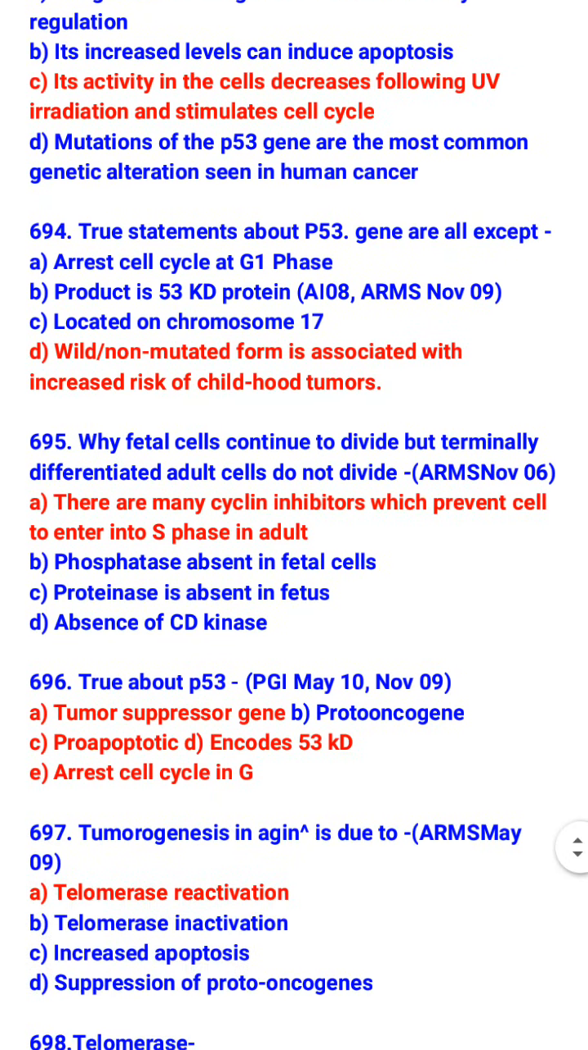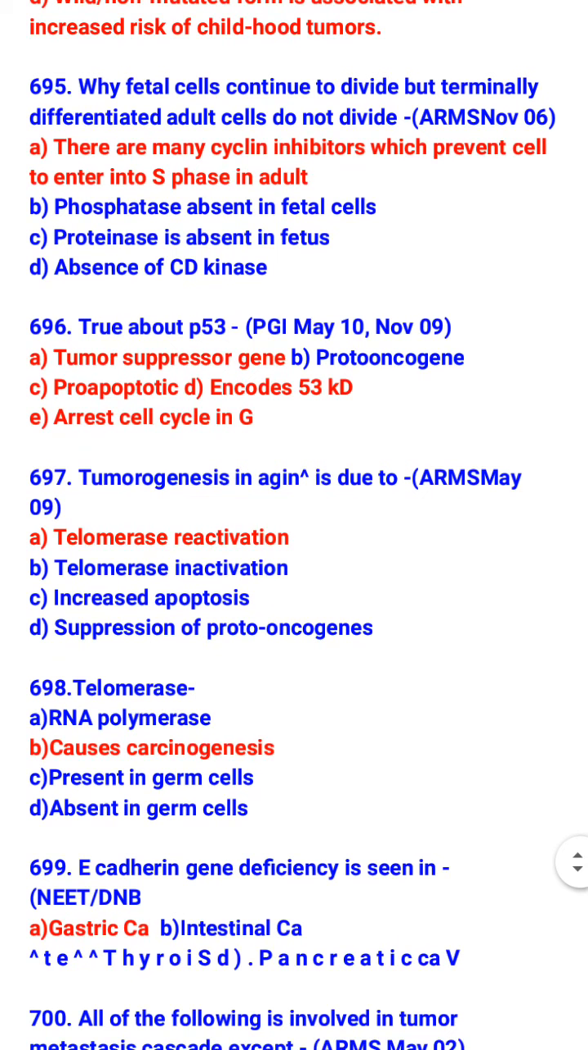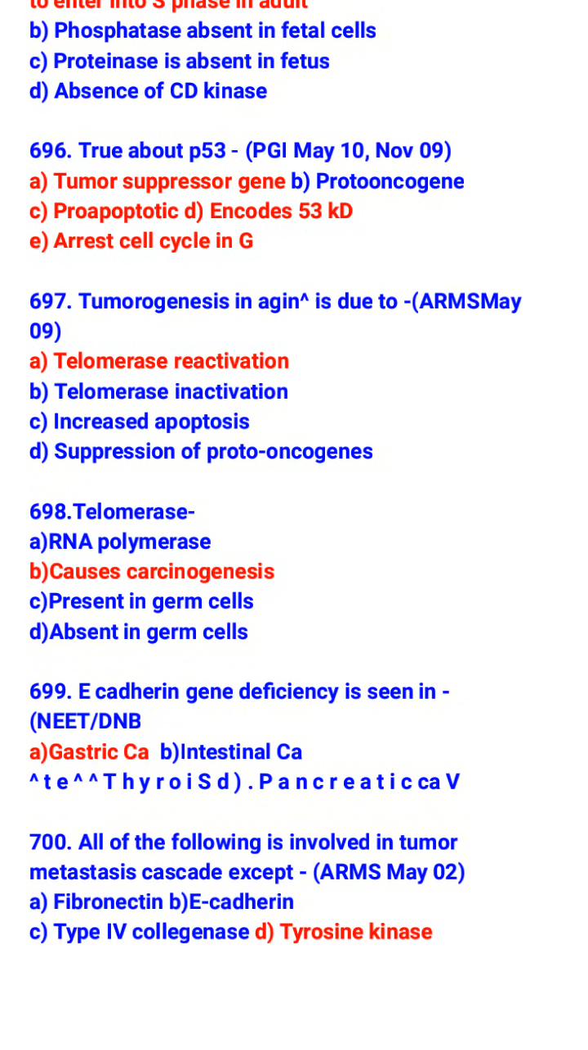Why do fetal cells continue to divide but terminally differentiated adult cells do not divide? There are many cyclin inhibitors which prevent cells from entering into S phase in adults. True about P53, it is a tumor suppressor gene. It is pro-apoptotic and encodes 53 kD protein and arrests cell cycle in G1. Tumorigenesis in aging is due to telomerase reactivation. Telomerase causes carcinogenesis. E-cadherin gene deficiency is seen in gastric carcinoma.